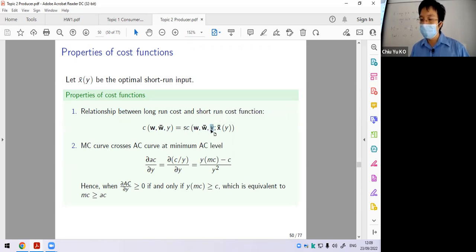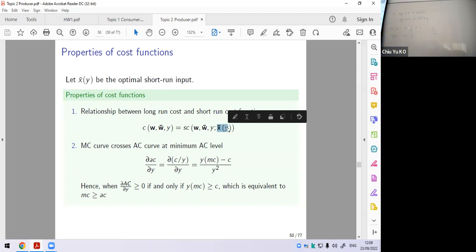This is your output. This is your input demand under this output. This is the optimal input when you produce Y. In that case the same.